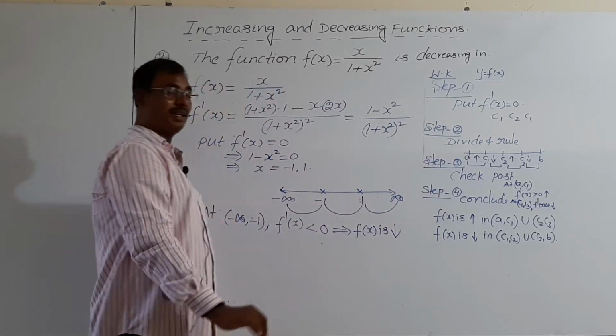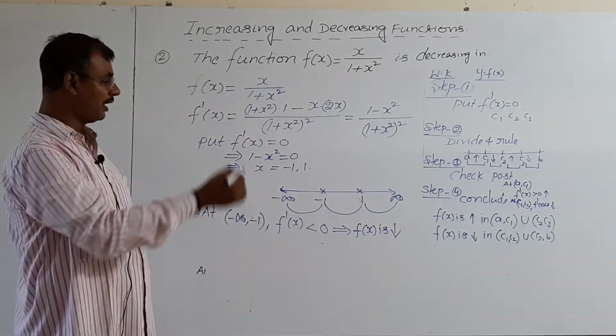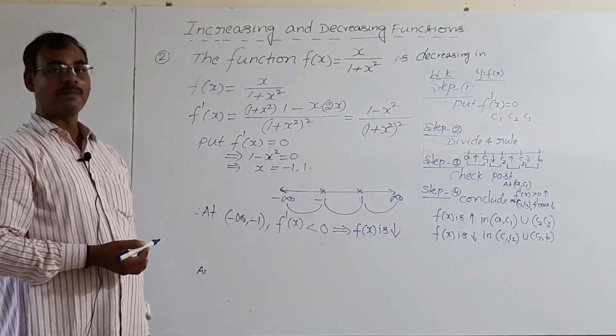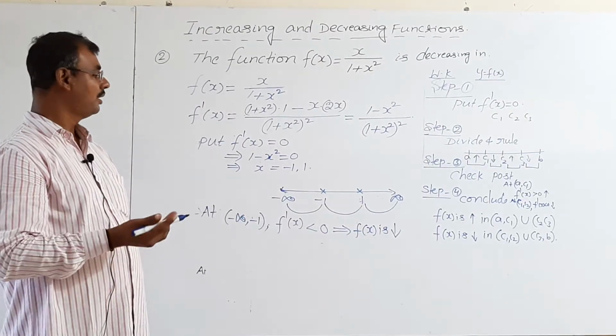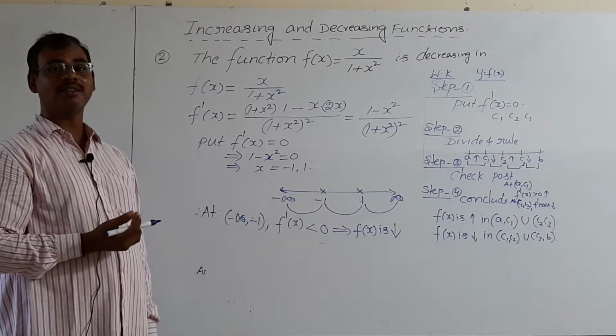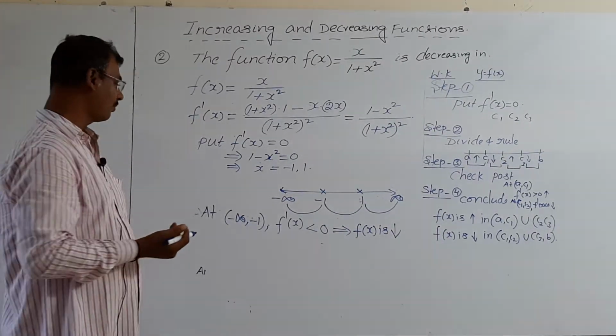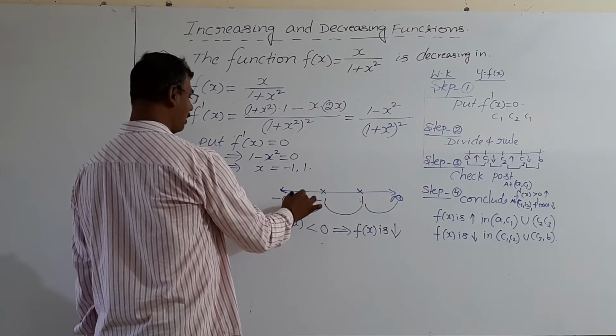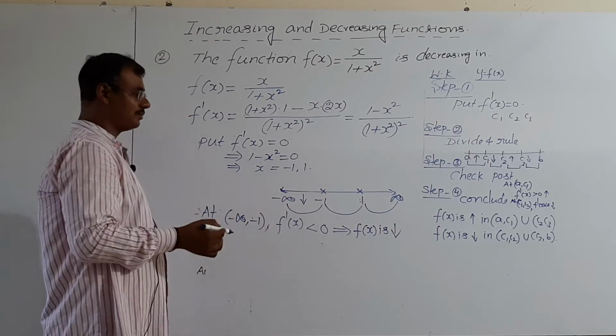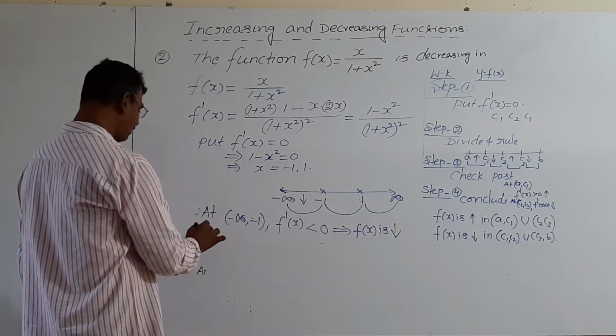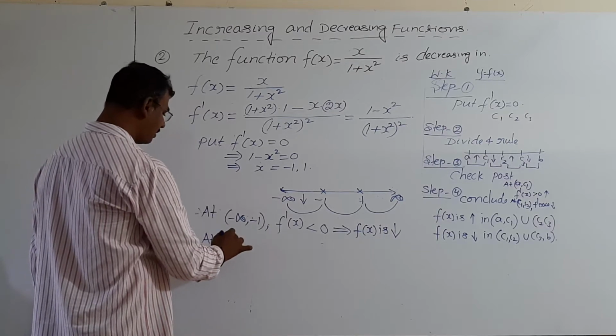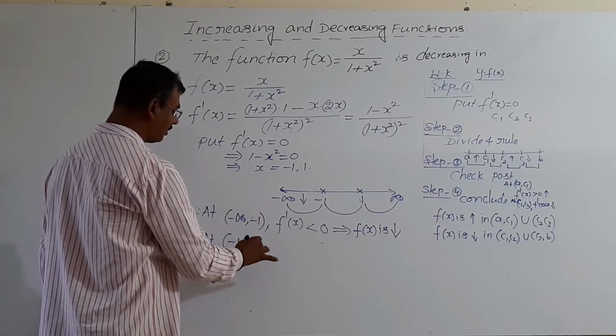I show the symbol like this. Arrow mark. If I take the down arrow mark, it represents decreasing. If I take the upside, that is an increasing function. So this is the decreasing function. Then next one, at minus 1 comma 1.